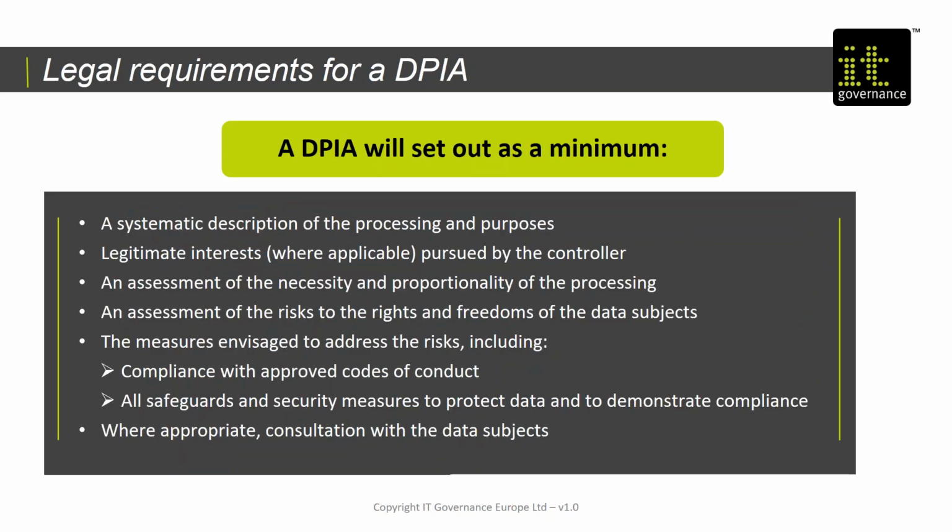This is what the regulation stipulates you need to include in your DPIAs as a minimum. So, what type of processing is taking place and the purpose of this processing. It must set out what the legitimate interests of the controller are, and remember that the data protection principles require that there must be a lawful basis for the processing of personal data. The necessity and the proportionality of the processing must be assessed. That is, whether your purposes could be achieved with less intrusive means or with less data, as well as an assessment of the associated risks to the rights and freedoms of data subjects.